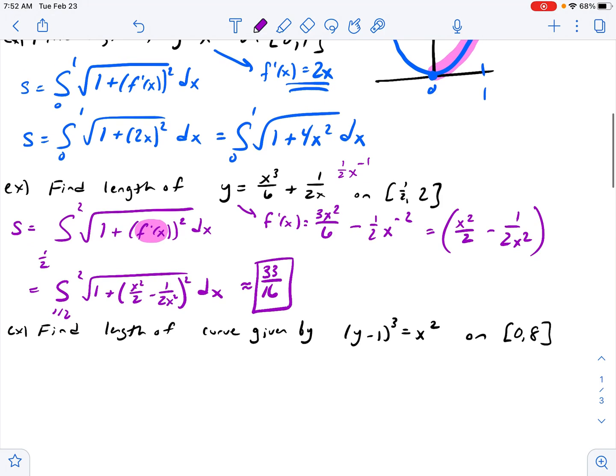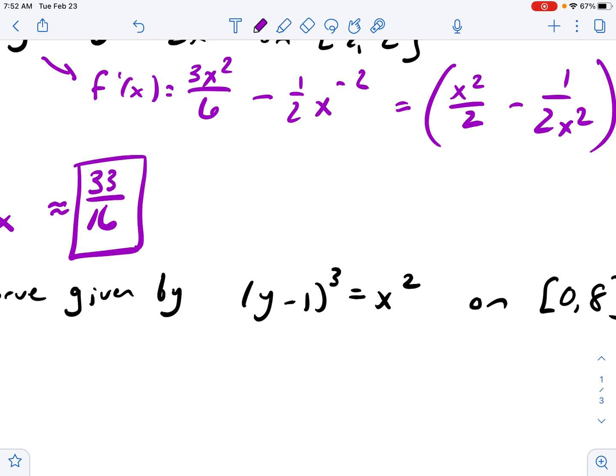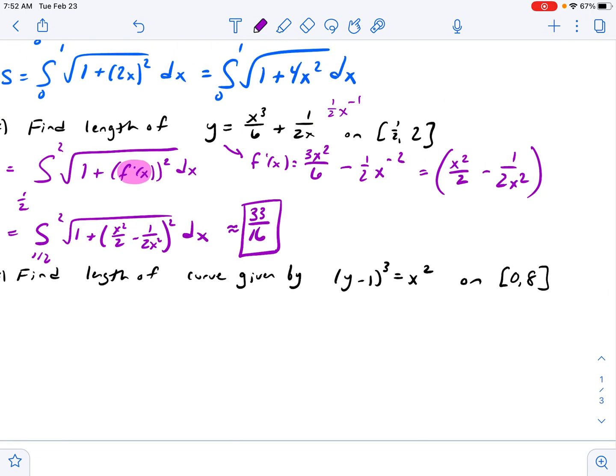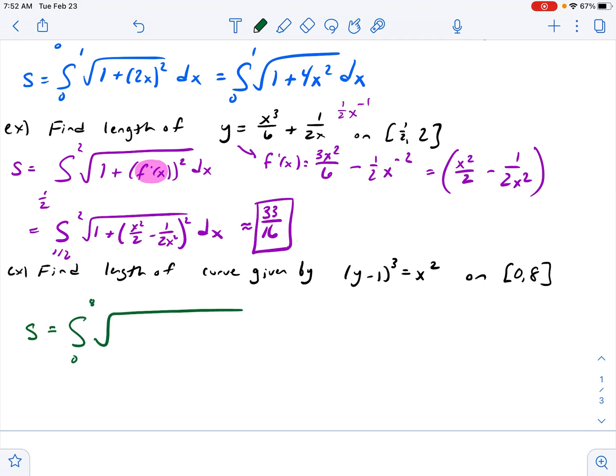Find the length of the curve given by the quantity y minus 1 cubed equals x squared on the interval from 0 to 8. Again, some strange sort of curve. I don't know exactly what this would look like with a y cubed and an x squared in it, but that doesn't matter. Here we're just practicing setting up these formulas and seeing what we get. So here the distance will be the integral from 0 to 8 of the square root of 1 plus f prime of x quantity squared. Here we've got to get f prime of x. What we could do is try to get y all by itself, but that's going to be a little more on the tedious side.